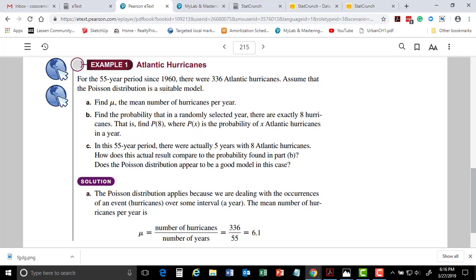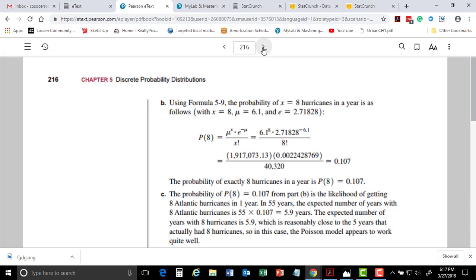336 hurricanes in 55 years. Do you see that? So we now know mu. That's how easy that was. 6.1. Now, guess what the deviation is? The square root of that. Does it get much easier than that? So I hadn't covered this Poisson, so I figured we'd cover it now.